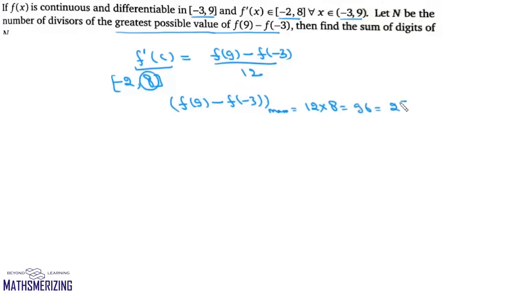Now this is 2 to the power 5 into 3. Now we need to find the number of divisors. Now the number of divisors is given by (5 plus 1) into (1 plus 1), which is 12. And if we find the sum of digits in this case, it is simply 3. So the answer to this question is 3.